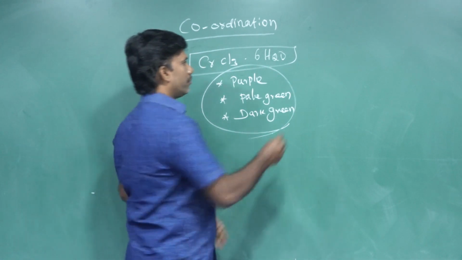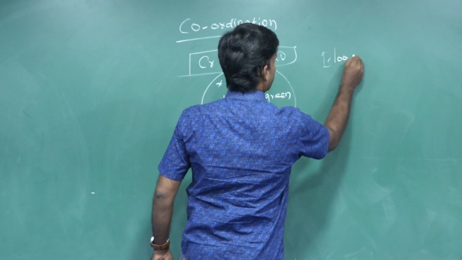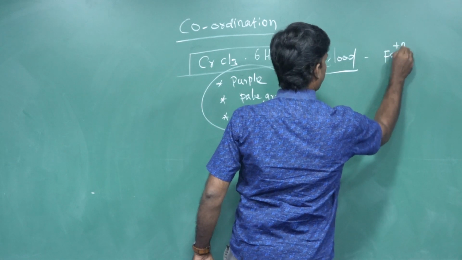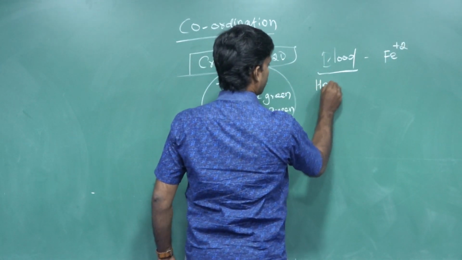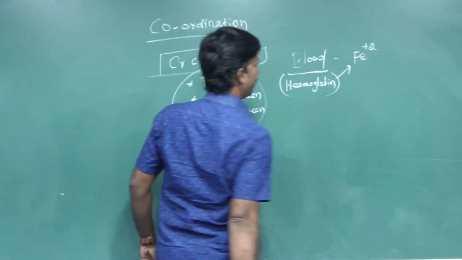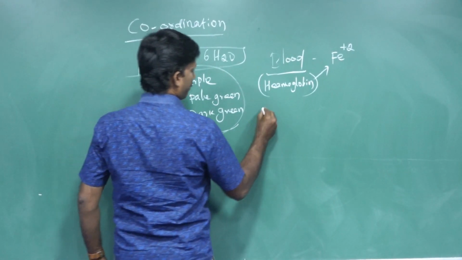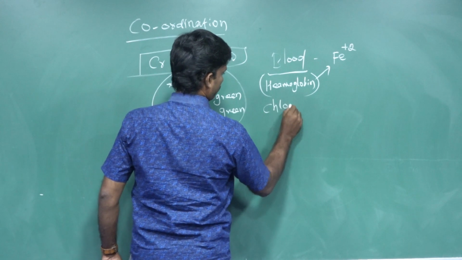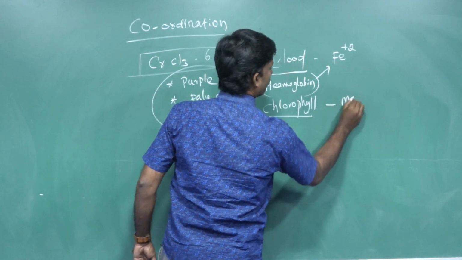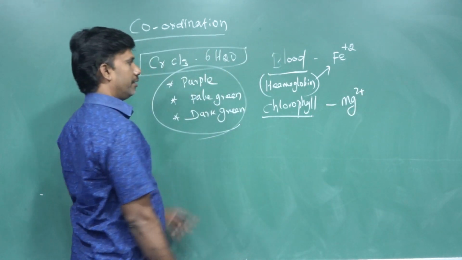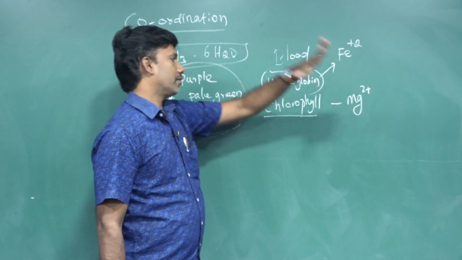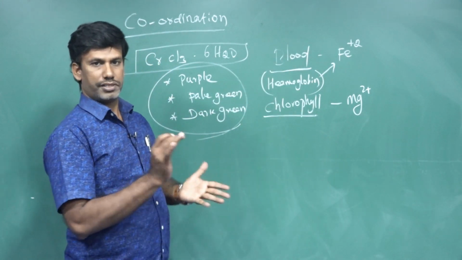In our day-to-day life, blood is a coordination compound of Fe2+, because hemoglobin is there, no? Fe2+ hemoglobin. This is a coordination complex of Fe2+. For a plant, if you take chlorophyll, this is a coordination compound of Mg2+. So for animal blood, hemoglobin, and for a plant, chlorophyll with Mg2+, all are coordination compounds only.